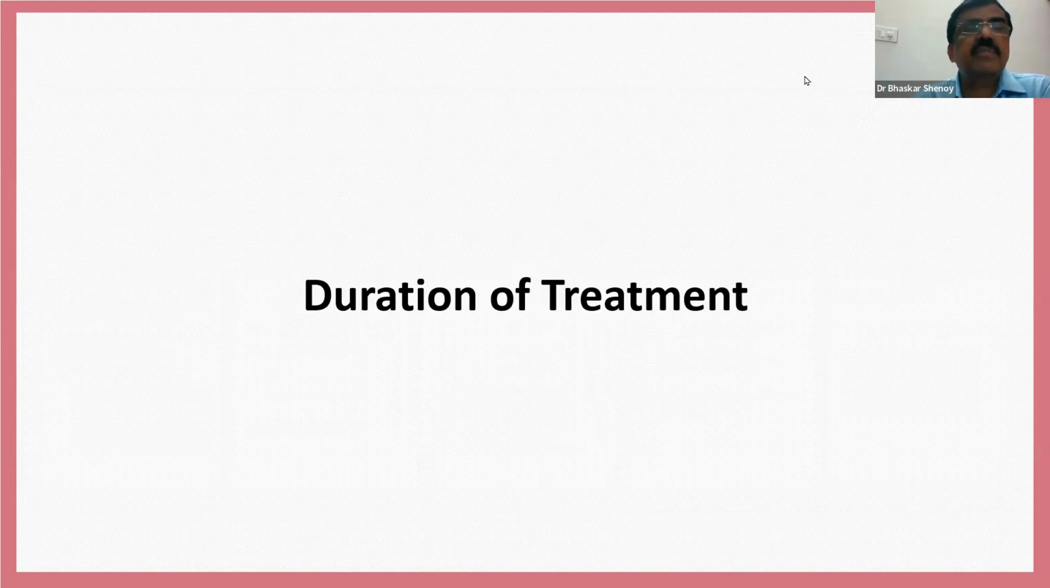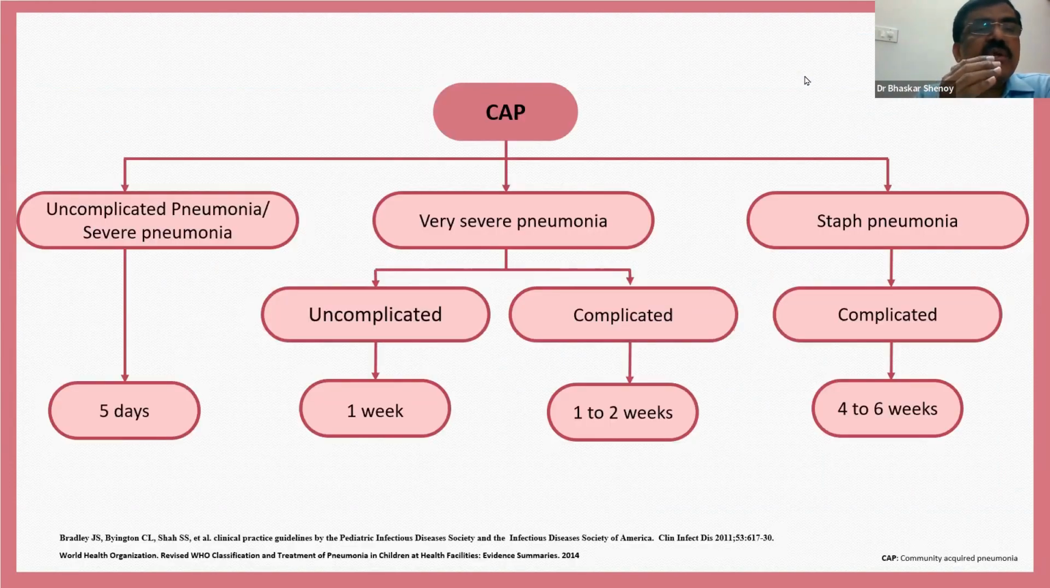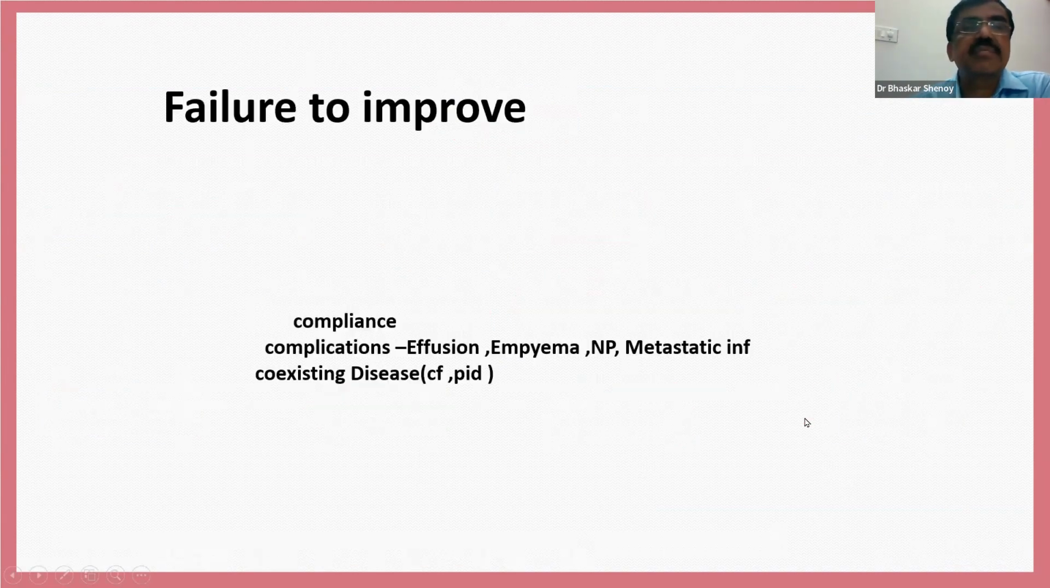The duration of treatment in an uncomplicated pneumonia or a severe pneumonia is 5 days. Very severe pneumonia, if it is uncomplicated, is 1 week, and if it is a complicated pneumonia, it is 1 to 2 weeks. A staph pneumonia is usually complicated and the duration is much longer, especially those with empyema and so on. It should be 4 to 6 weeks.